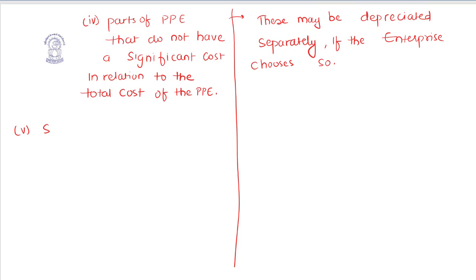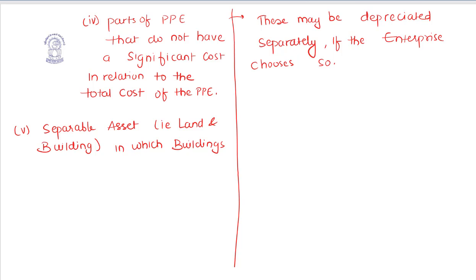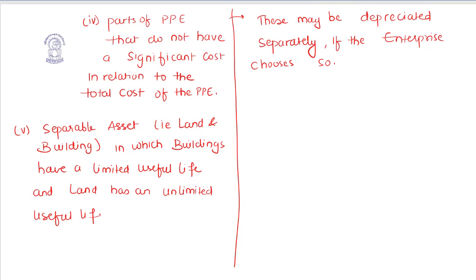Shift to the next point. Separable asset, that is land and building, in which buildings have a limited useful life, and land has an unlimited useful life.